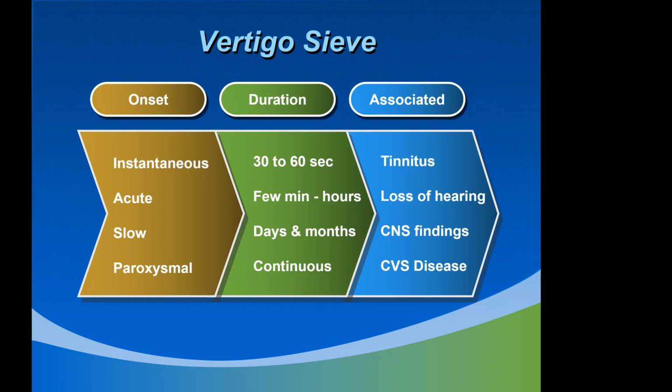Instantaneous vertigo, acute vertigo, slow, paroxysmal: 30 to 60 seconds, few minutes to hours, days and months, continuous. Tinnitus, associated loss of hearing, CNS finding, serious disease. Tinnitus and loss of hearing will tell you probably it is Meniere's disease. Associated CNS findings suggest VBI, cervical or sensory tract disease, or cervical vertigo. Serious diseases like ectopics, arrhythmias, hypotension, OH, orthostatic hypotension.